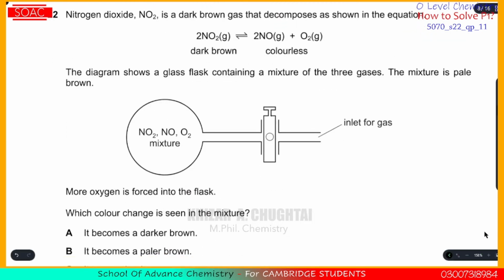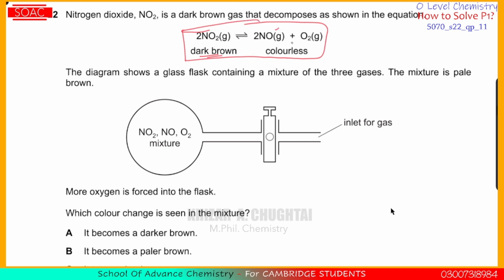Question number 22, nitrogen dioxide is a dark brown gas that decomposes as shown in the equation. The diagram shows a glass flask containing a mixture of three gases. The mixture is pale brown. So this is the dark brown, and here is the mixture of all these three gases. NO is colorless, and so on. And initially, the mixture is pale brown.